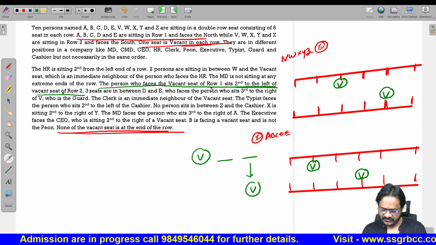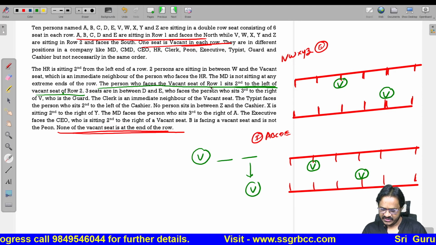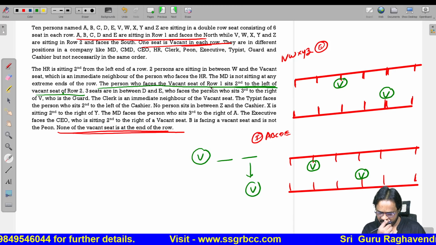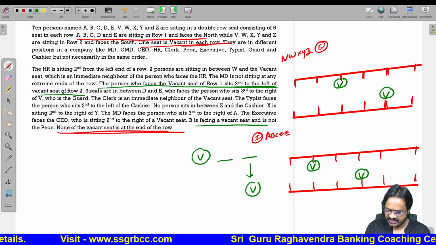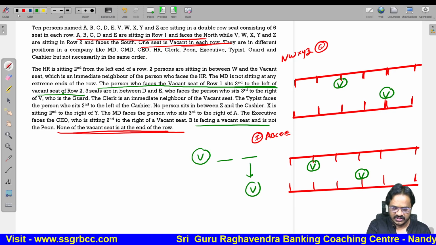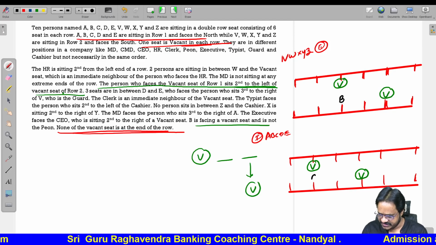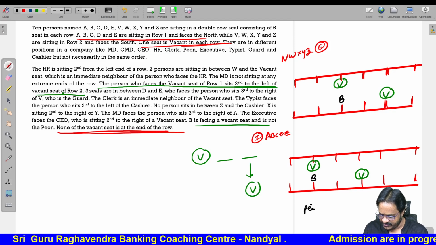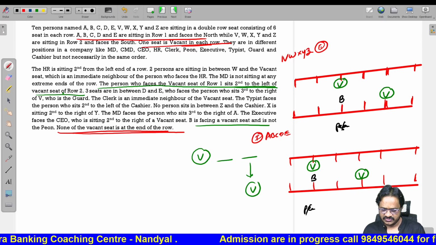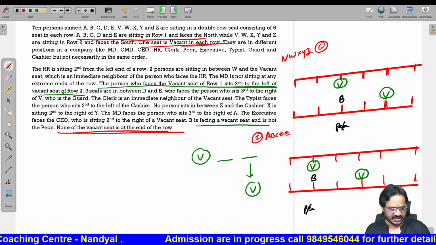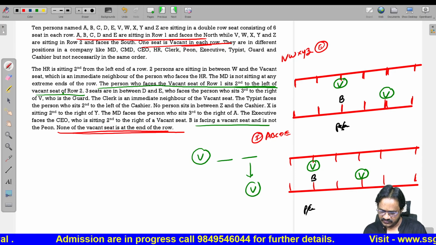See, this is about vacant seat. X is sitting second to the right of Y. The executive faces CEO, who is second to the right of the vacant seat. B is facing the vacant seat and is not a peon. B is facing the vacant seat. So this is B. B is not a peon, B cannot be the peon. That is given clearly. Next, this is about B.